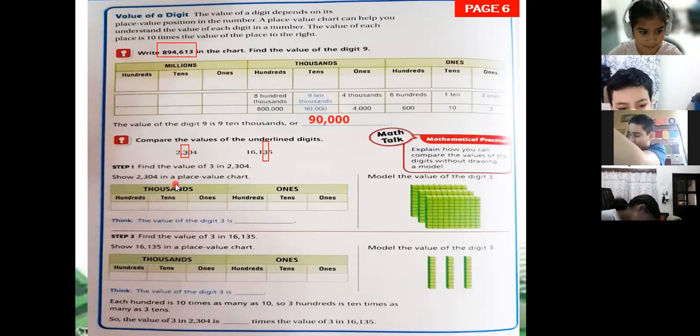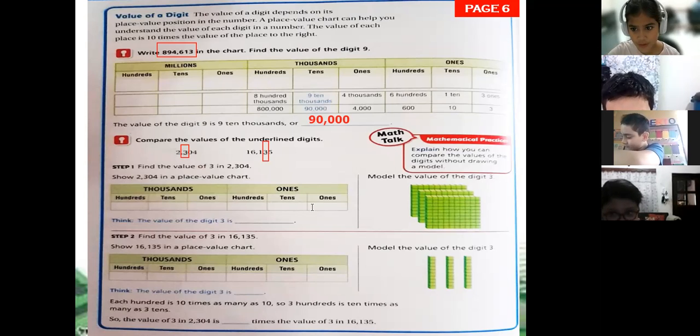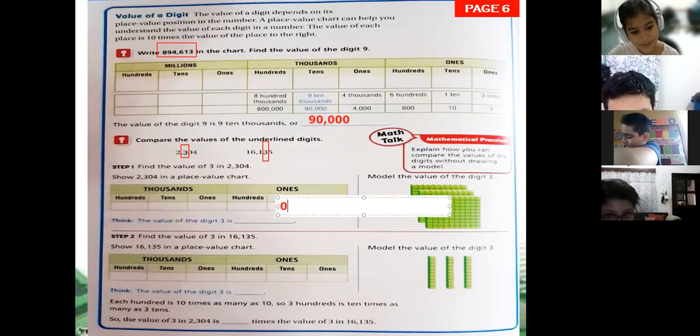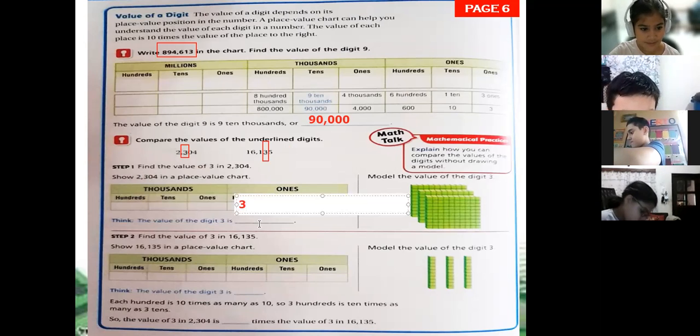So we need to show this number in the place value chart. What is going to be located number 4 in this chart? Number 4 is going to be on the ones, right? Now number 0, where is it located in the number? In the tens. Excellent. So we're going to write 0 tens. Number 3, where is it going to be located? In the hundreds. Number 3 is on the hundreds.